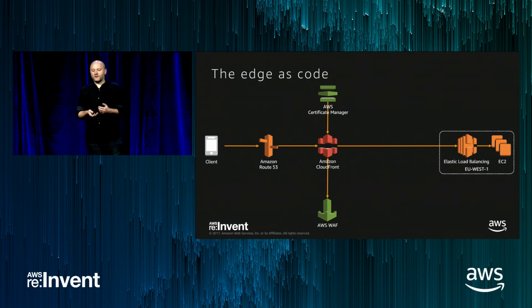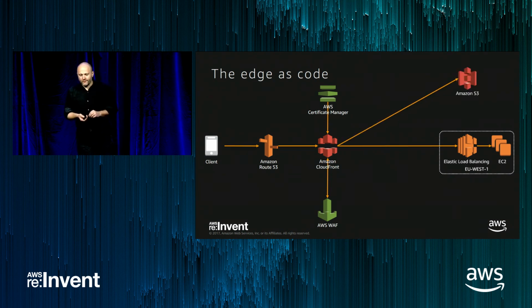In this example, I've just got a single origin running in EU West 1, and it's a load balancer with EC2 servers. But let's say I've got some static content I want to store. I could store it on my web servers, but the other option is to store it on S3. Now the static content is being served out of S3, which means I don't need as many EC2 servers because I'm only serving dynamic content from those.